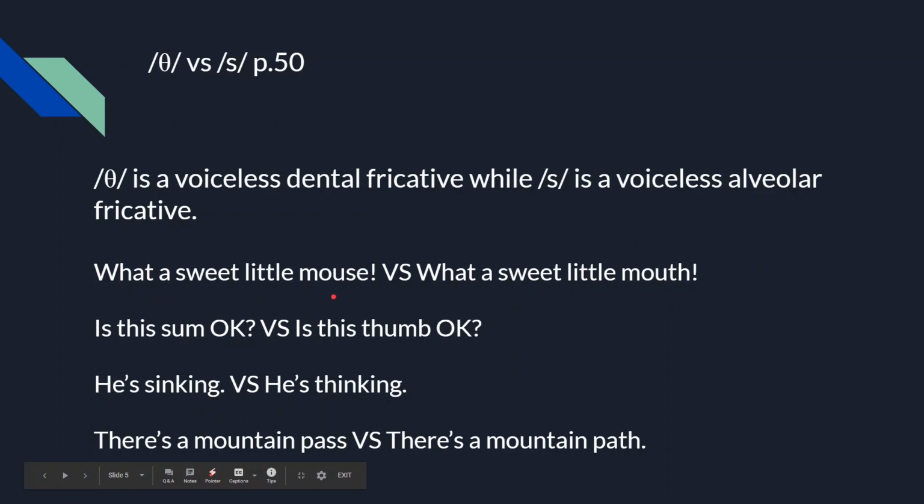What a sweet little mouse. What a sweet little mouse. We see that. Versus what a sweet little mouth. Is this some okay? Is this thumb okay? He's sinking. He's thinking. He's sinking. He's thinking. Good. There's a mountain pass. There's a mountain path.